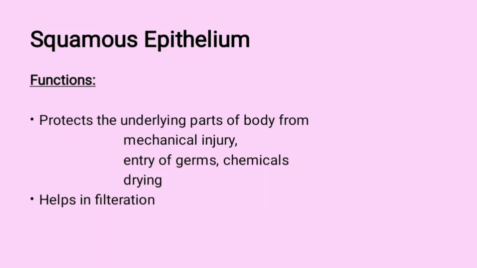Now let's see the functions of squamous epithelium tissues. So this epithelium protects the underlying parts of the body from mechanical injury, entry of germs, chemicals and drying. It also forms a selectively permeable surface through which filtration occurs. So it has basically two functions. First, protection from so many things, and the second one is filtration.